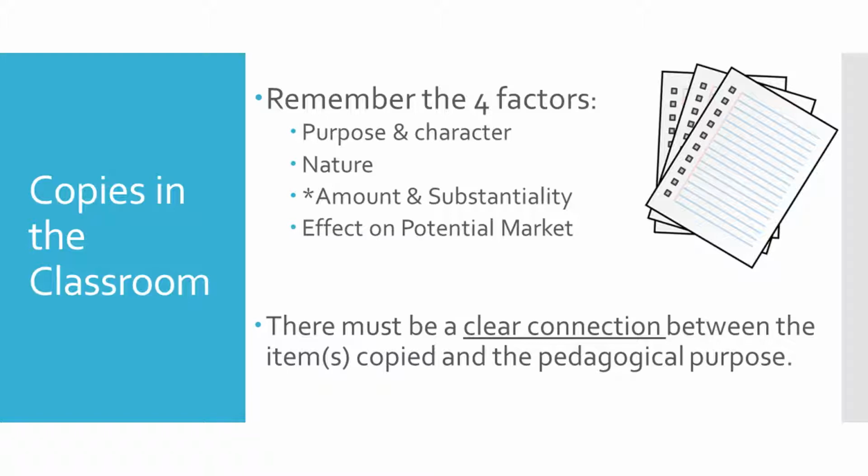I'm going to go over some quick guidelines for distributing copies in the classroom. When you are considering whether or not to make copies for your classroom, you should start with the 4 factors that Kim discussed earlier. Those 4 factors are purpose and character, nature, amount and substantiality of the portion taken, and effect on potential market. While all of these factors are important, you need to focus specifically on factor 3 when making your decision because of its heavier weight in the case of fair use in copies.